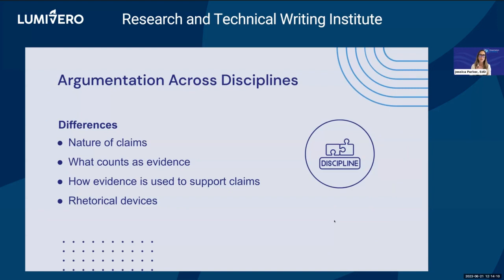So it's also important to think about how argumentation differs across disciplines. I know that many of you here today are from different disciplines. We have educators, we have psychologists, we have folks in the STEM fields. And so what I talk about today is very high level. I'm really focusing on the common ground, regardless of the discipline. But I do want to acknowledge that there are differences. Depending on your discipline, the nature of the claims that you use, what counts as evidence, and how that evidence is used to support claims will differ. Also the specific rhetorical devices that you're using will likely differ based on your discipline. Especially if you're in the humanities or you're a history major, your argumentative writing might look quite different than someone, say, in the healthcare field.